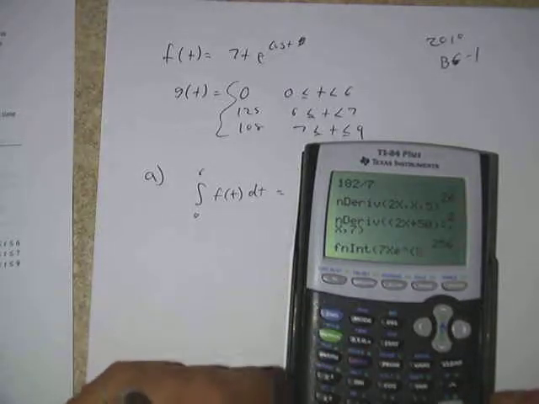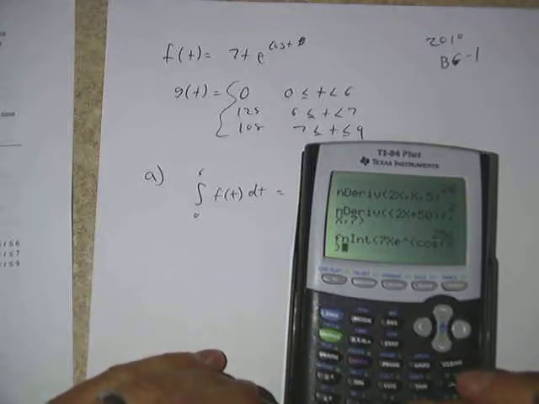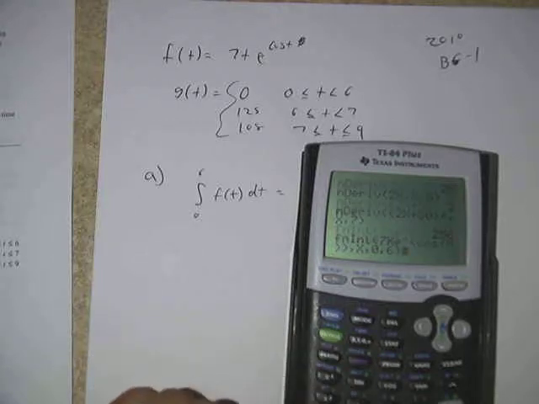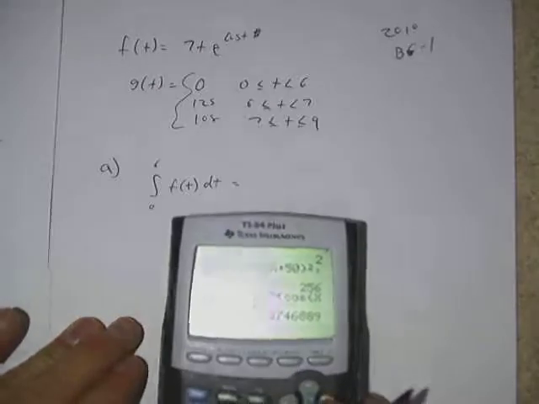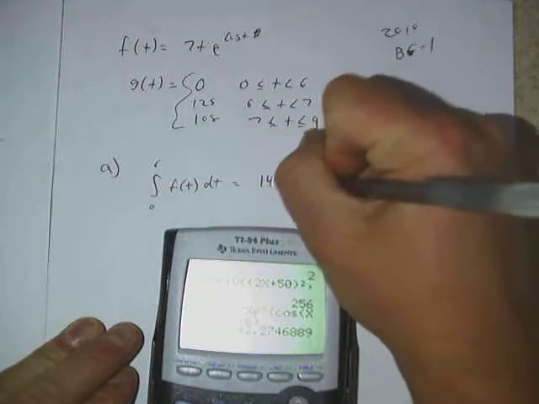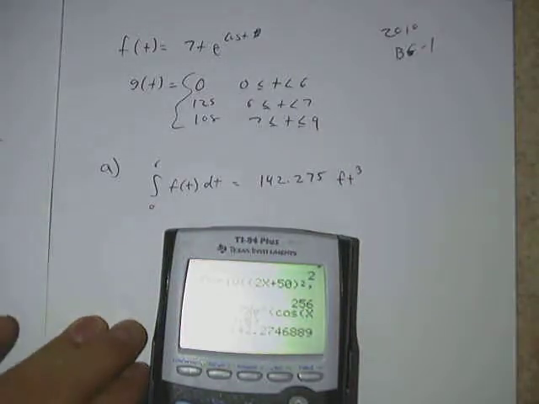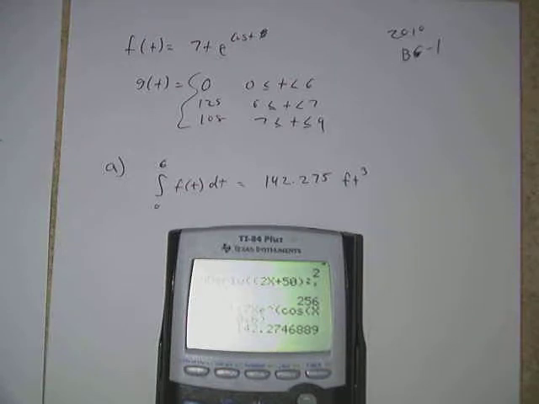So with that, we can go ahead and put in our stuff and go from 0 to 6. And get 142.275. And that would be in cubic feet. I think I said cubic centimeters a minute ago, but cubic feet, sorry. So that many cubic feet have accumulated onto the driveway based on our function.